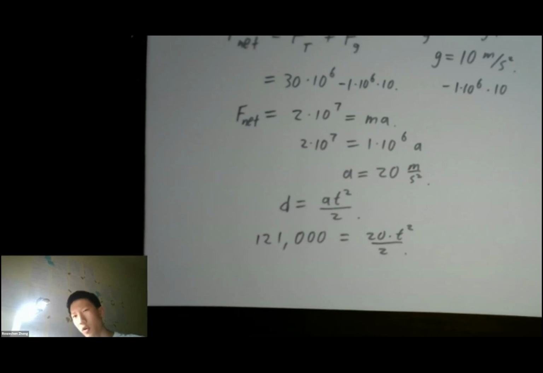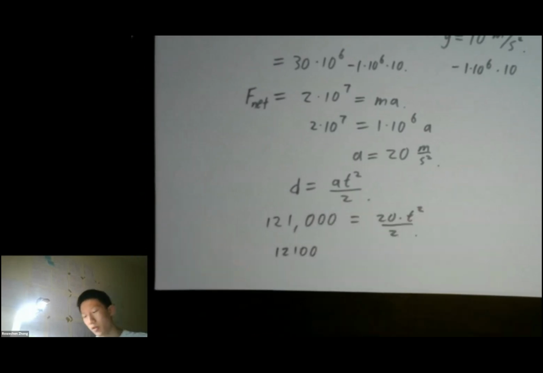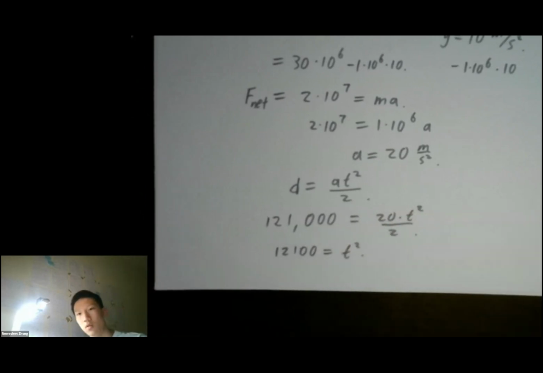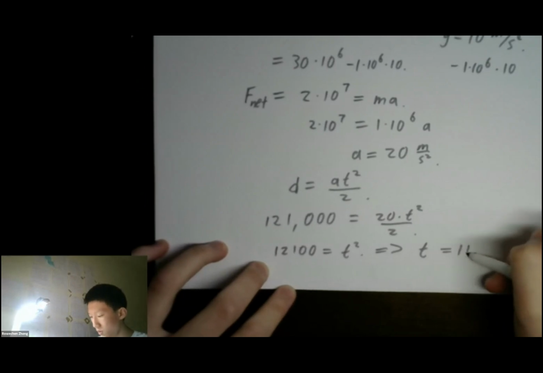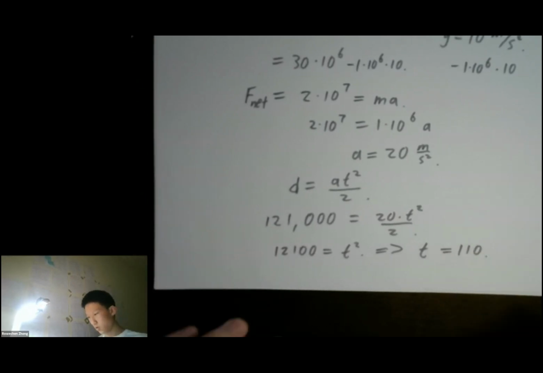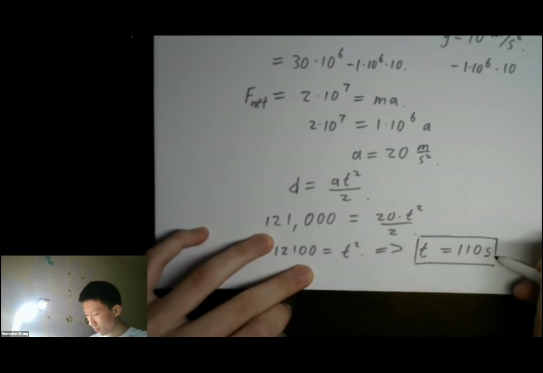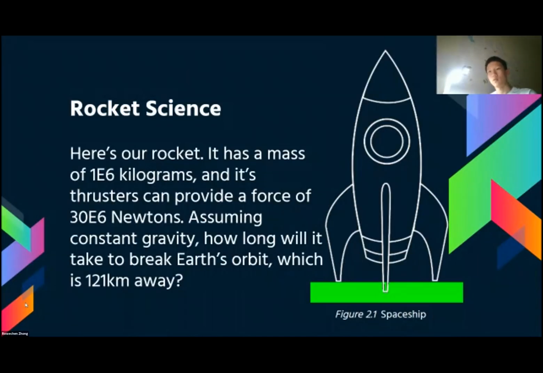So this is simple. 20 divided by 2 is 10. And if you take 121,000 and divide by 10, you get 12,100. And if this is equal to time squared, then either get out a calculator or practice some mental math. This implies that time is equal to 110 seconds. So 110 seconds to make it to orbit. Good job. It's pretty fast, less than 2 minutes. Very fast.